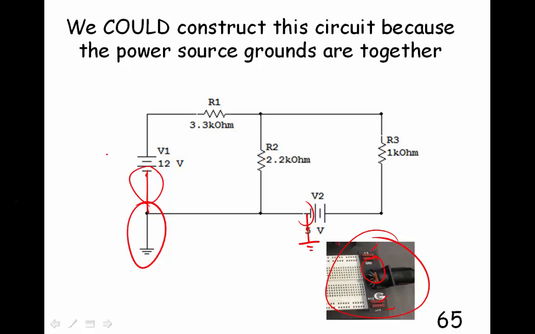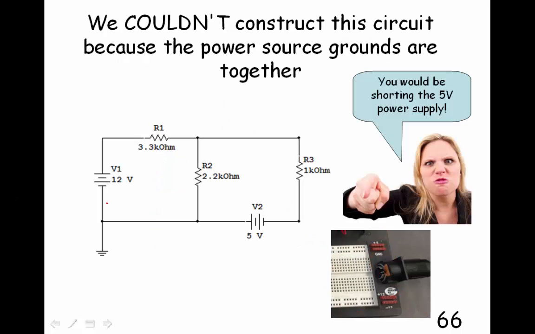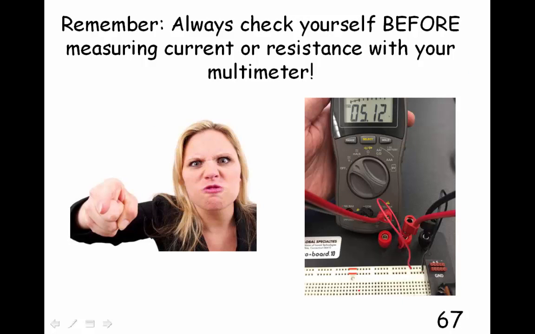So we could hook this circuit up and it's fine because these are already hooked to ground, so if we hook them together, no problem. But if we try to do this circuit where I've got the plus 5 volt terminal connected to the negative terminal of my 12 volt supply, well then this is already to ground and this is to ground. So what we're doing is we're shorting my 5 volt power supply to ground, and it's going to cause great problems and burn that out.